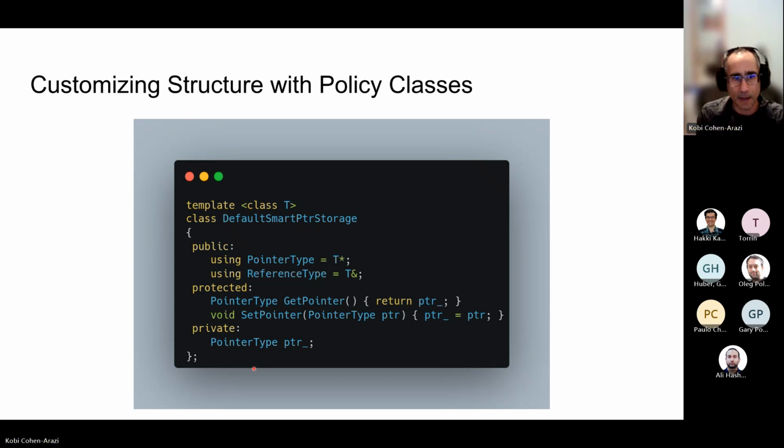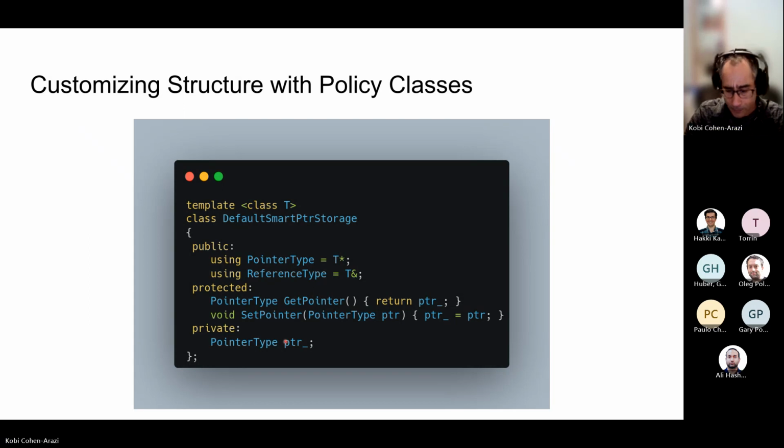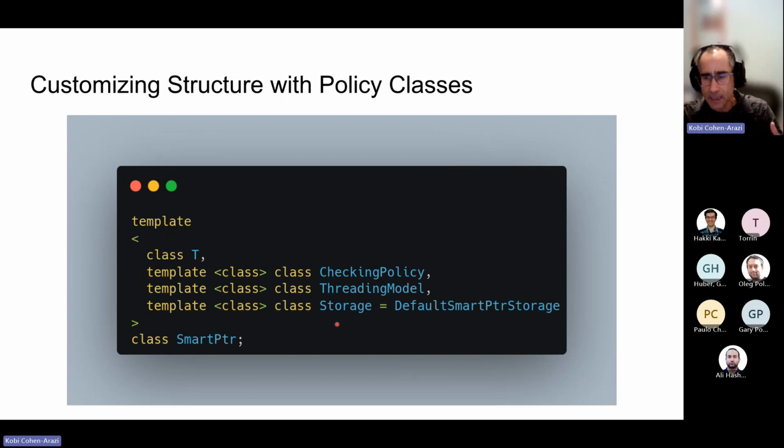This is a way to have a default smart pointer storage. So the policy is, how do you store the pointer? You can store it as a reference type. You can store it as a T pointer. So you have these get pointer, set pointer functions, and you can again have a third policy in the smart pointer host. And in this case, since we decided that the default smart pointer storage is a pointer type, we make it the default one, because most likely most people would like a smart pointer to have a storage of a pointer type and not something else like a reference type.